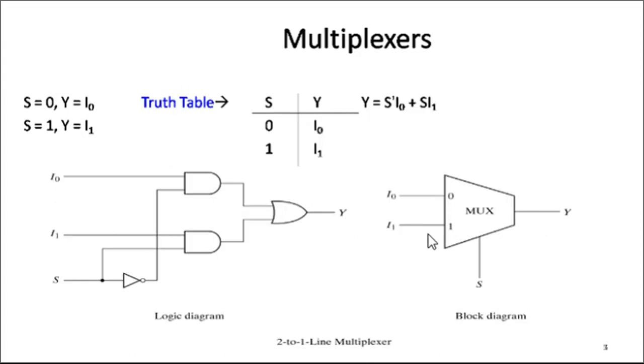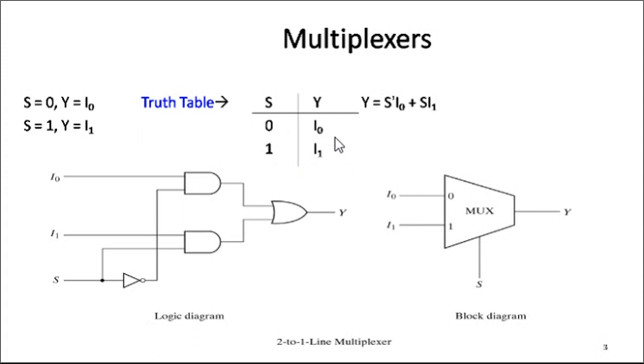These are the two inputs and the select line, a 2 to 1 mux. Which input will be routed toward the output is decided by S. If S is equal to 0, then I0 will be routed toward Y. If S is equal to 1, then I1 will be routed toward Y. So S equal to 0 means I0, and 1 means I1.